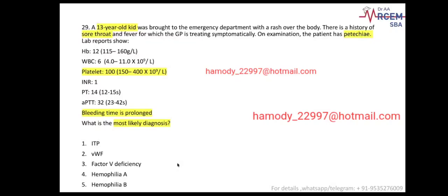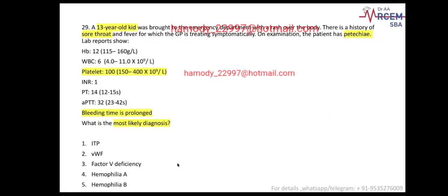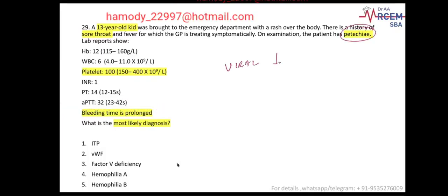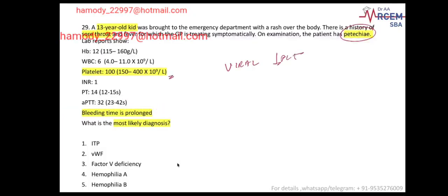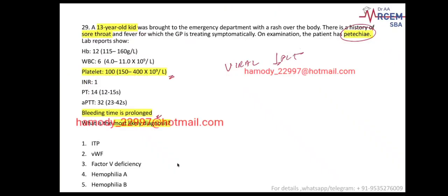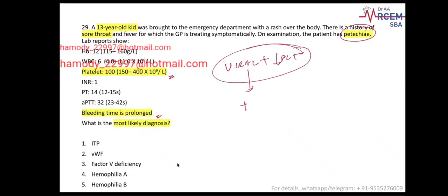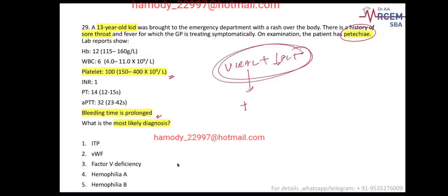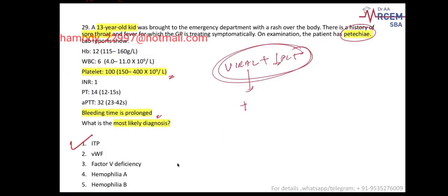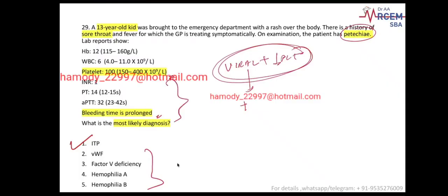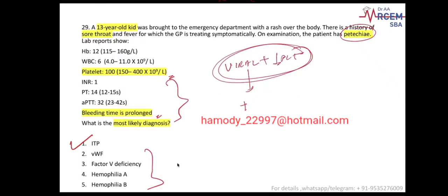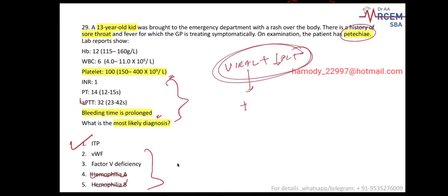A 13 years old kid has a sore throat and petechiae. That means has a viral infection. Why petechiae? There must be low platelet count. Yes, the low platelet count. Bleeding time is prolonged. It is all suggestive of what? Viral infection plus low platelet. Always suspect an ITP in this individual. So the right diagnosis here is ITP. You can always rule out the rest of the options by looking at the investigations that have been provided. For example, here hemophilia A and B, because APTT is in the normal range.